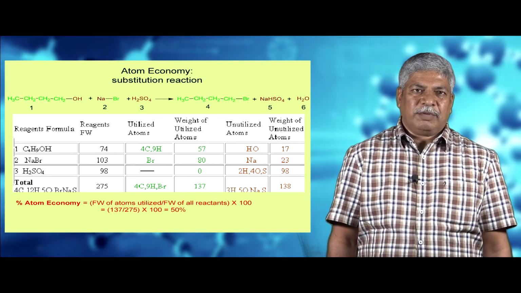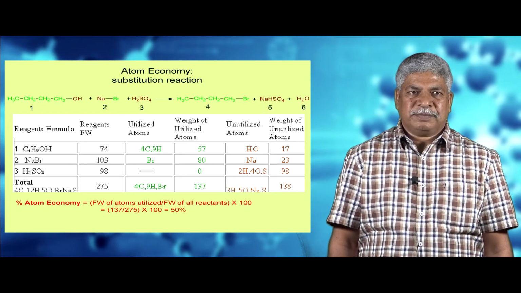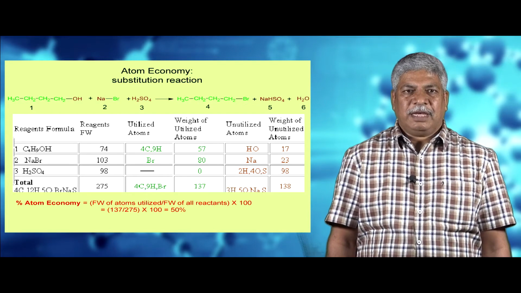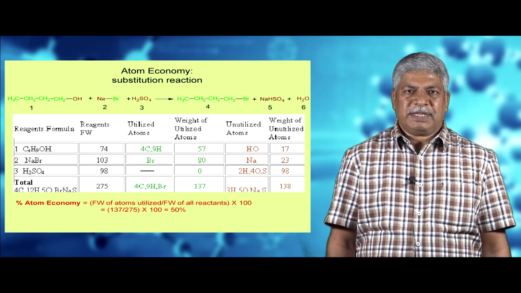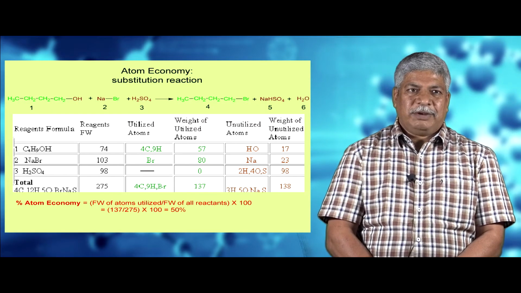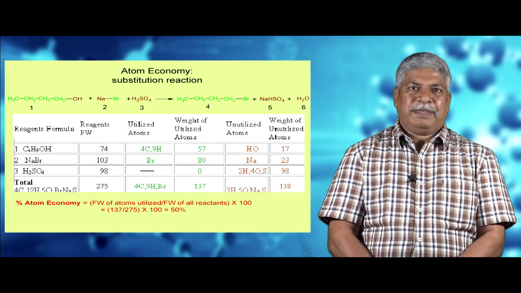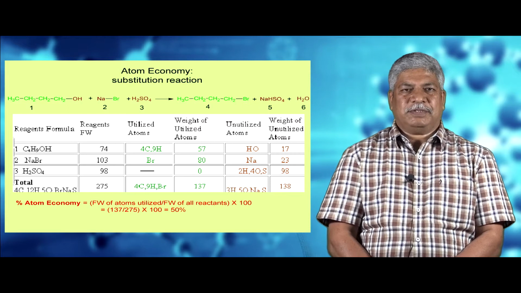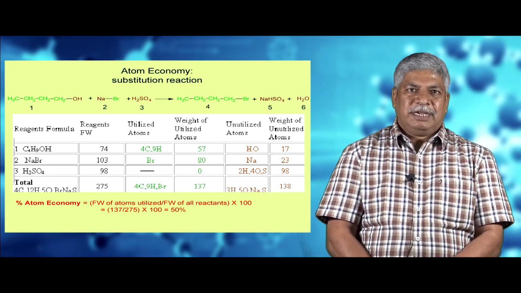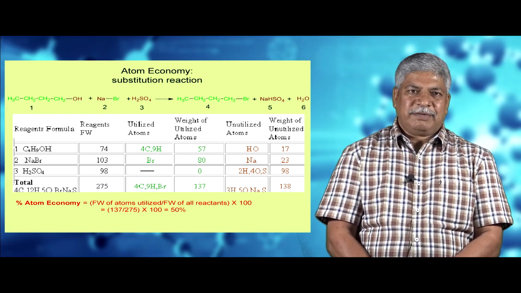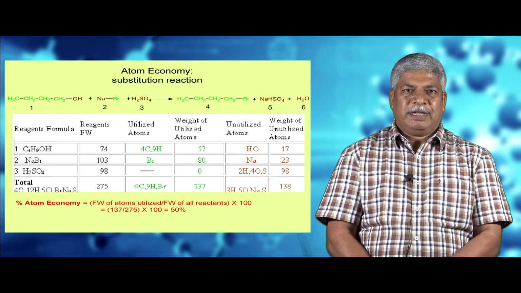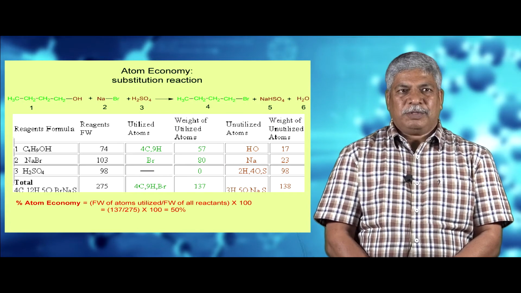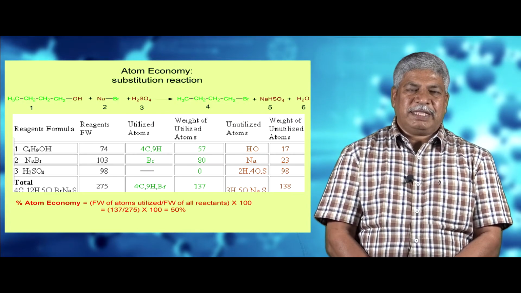If we calculate the formula weight of the utilized atoms, in the case of N-butanol it will be 57, in the case of bromine it will be 80, and in total it works out to be 137. To calculate the percentage atom economy, the ratio between the formula weight of the atoms utilized and the formula weight of all the reactants multiplied by 100, it is 137 divided by 275 times 100, which is equal to 50%. So the percentage atom economy will be 50% in this case.